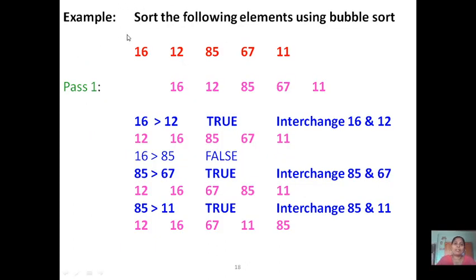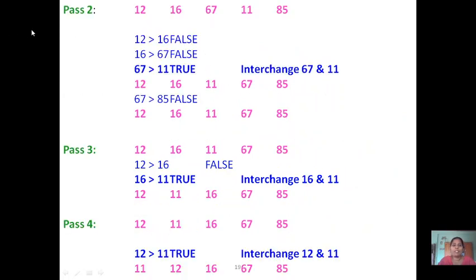If you observe this, here is the list of elements and we are comparing 16 and 12. 16 is greater, so swapping is done, and this is the list of elements. Now we are comparing 16 and 85. No need to swap. 18 and 67, yes, we have to interchange 18 and 67. So this is the list, and now we are comparing 85 and 11. 85 is bigger, so swapping is required. So that was the first pass.